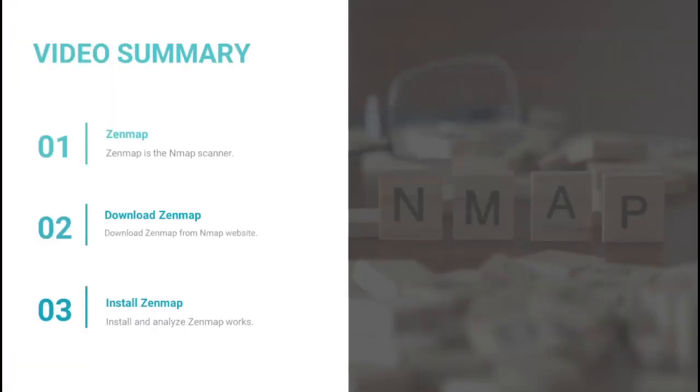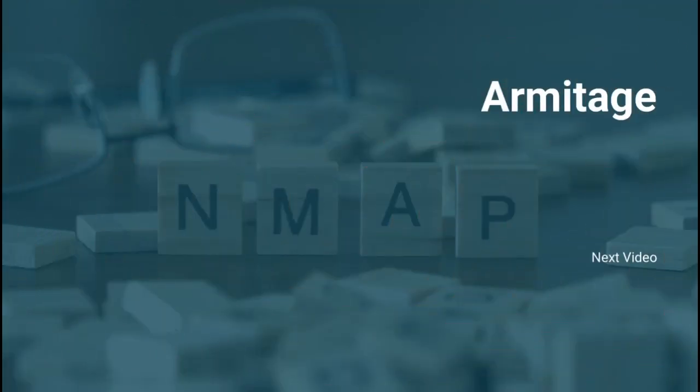So, video summary. First, we talked about Zenmap. What is that? What is it doing? Is it better than Nmap? So we said that Zenmap is the Nmap scanner in a GUI way. We downloaded it, we installed it, and we ran a simple command on it. The next video will be Armitage, and it will be the second video from section 7. Good luck.